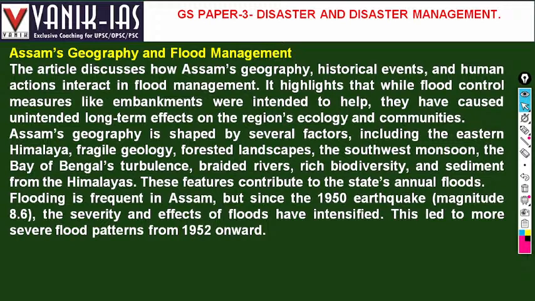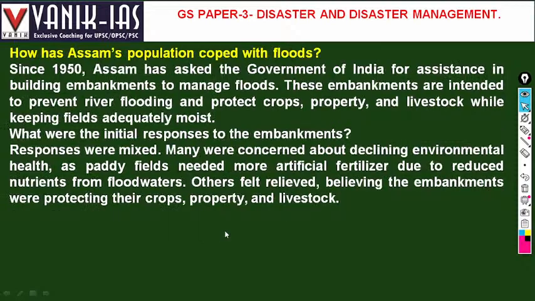Assam's geography is shaped by several factors, including the eastern Himalaya, fragile geology, forested landscape, the southwest monsoon, the Bay of Bengal's turbulence, braided rivers, rich biodiversity and sediment from the Himalayas. These features contribute to the state's annual floods. Flooding is frequent in Assam, but since the 1950 earthquake of magnitude 8.6, the severity and effects of floods have intensified. This led to more severe flood patterns from 1952 onward.